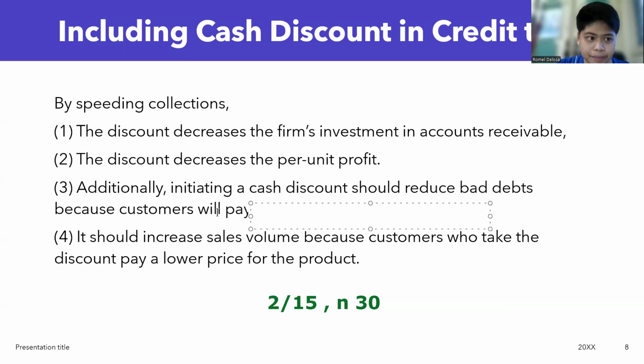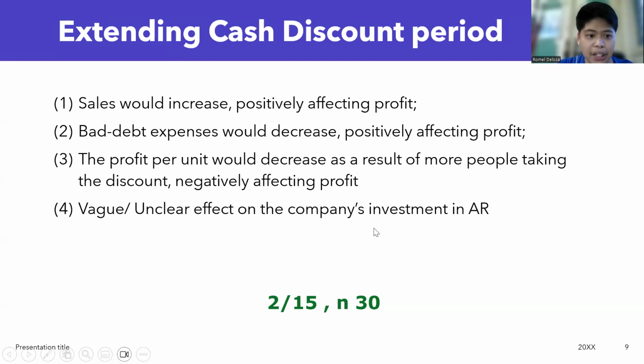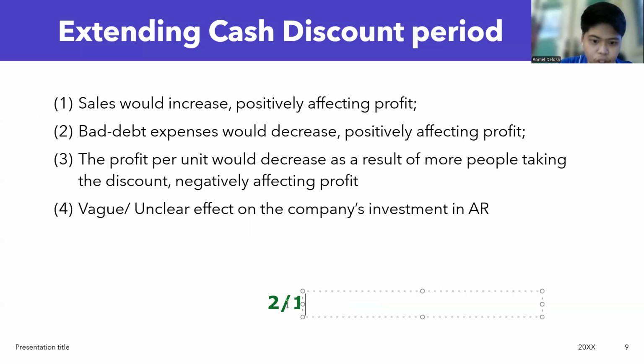And the next, extending the cash discount period. So yung cash discount period naman is, let's say etong 15 days, plano mong gawing instead of 15 days, you make it 20 days or you make it 25 days yung cash discount period. Okay lang na 20 days or 25 days. So that is extending the cash discount period.